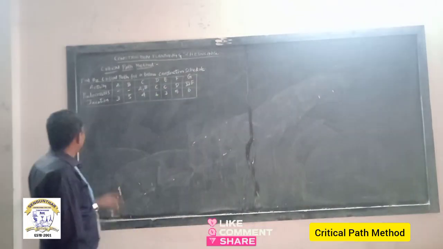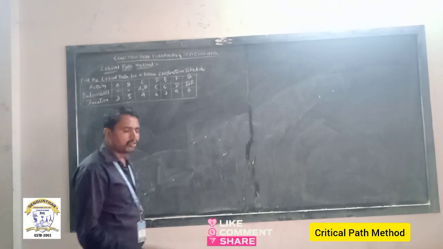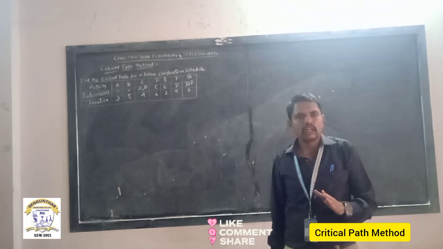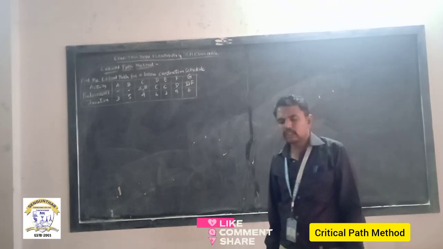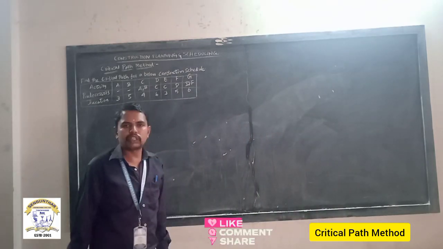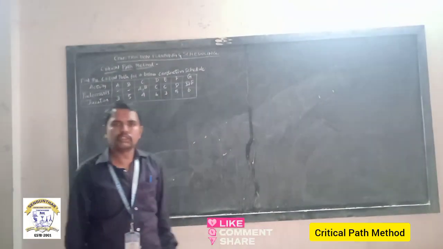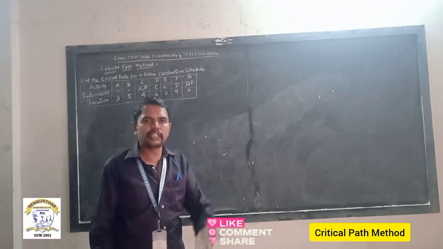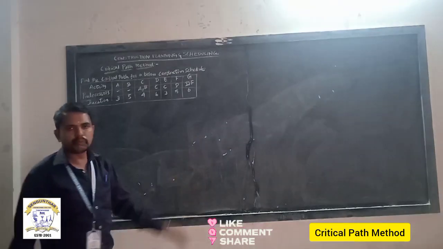The next term given in the problem is precedent. There are two terms: one is precedent and another one is successor. Precedent means before the activity. Successor means after the activity. From these terms only we are going to draw a network diagram. The third one is the respective activity durations. For a particular activity, for example, 3 days is the time it takes to complete the activity. Likewise, the schedule is given in the problem.